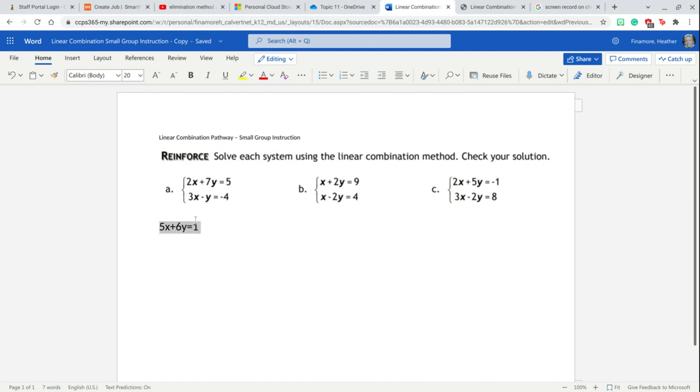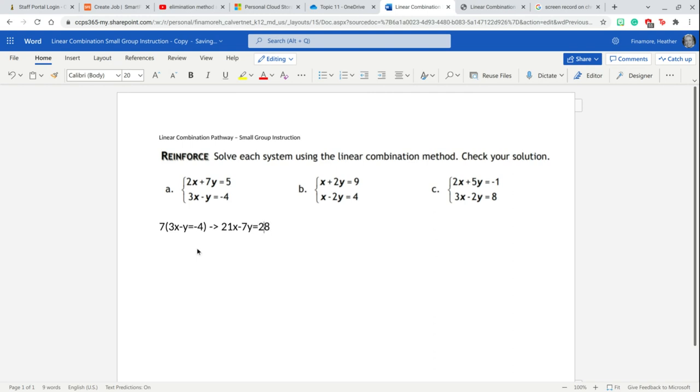So for this one, we want to make 0 pairs, or for any of these. So see how 2x and 3x, not 0 pairs. 7y and negative y aren't 0 pairs either, but it's a little easier to make this 3x minus y equals negative 4. It's a little easier to make that y into a 0 pair. So if this is 7y, we need this to be negative 7y. Well, it's already negative. So what we're going to do is multiply the second equation by 7. When you do that, you're going to end up with 21x minus 7y equals 28.